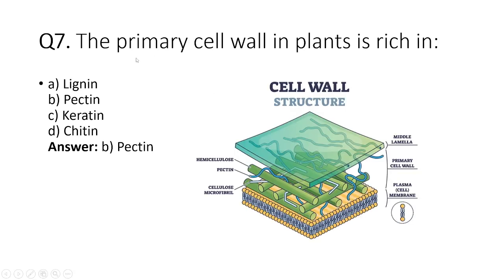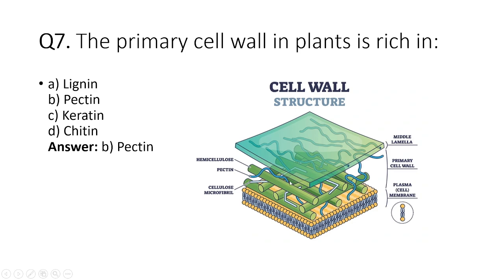Next question. The primary cell wall in plants is rich in. The options are A. Lignin, B. Pectin, C. Keratin, D. Chitin. The correct answer is B. Pectin.